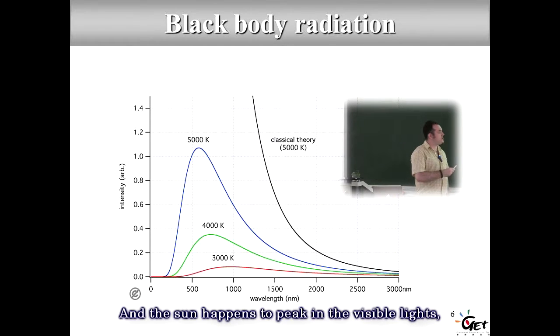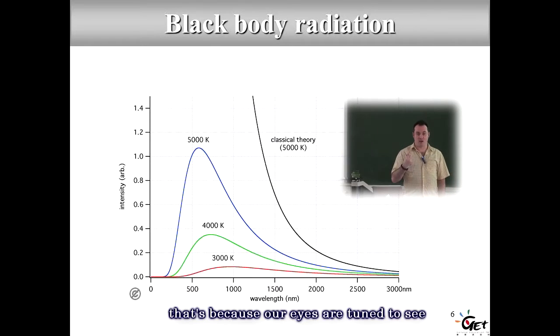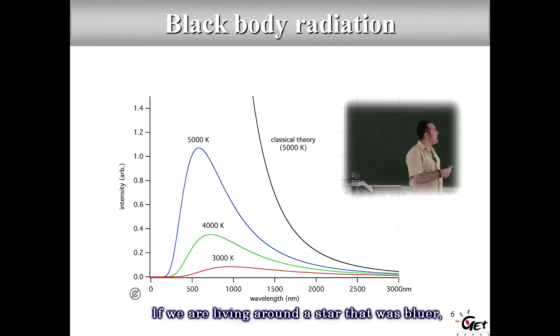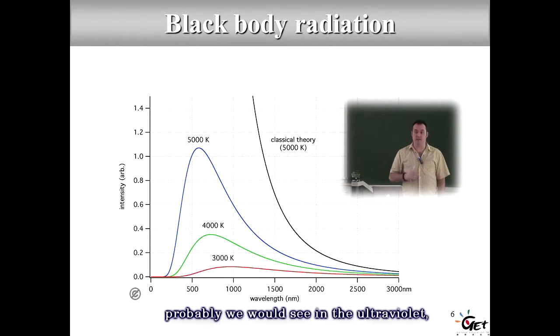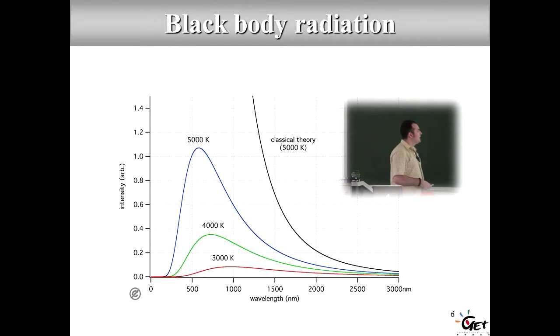And the sun happens to peak in the visible light. It's not a coincidence. That's because our eyes were tuned to see in the visible light. If we were living around a star that was bluer, probably we would see in ultraviolet, because this is where the main part of the light is coming from.